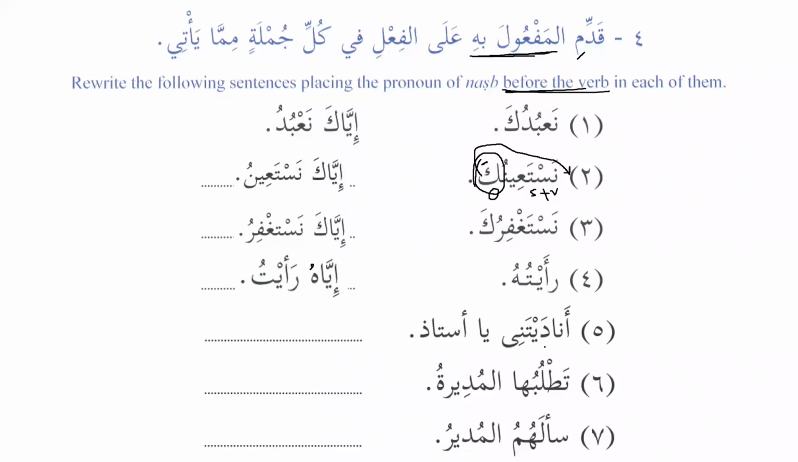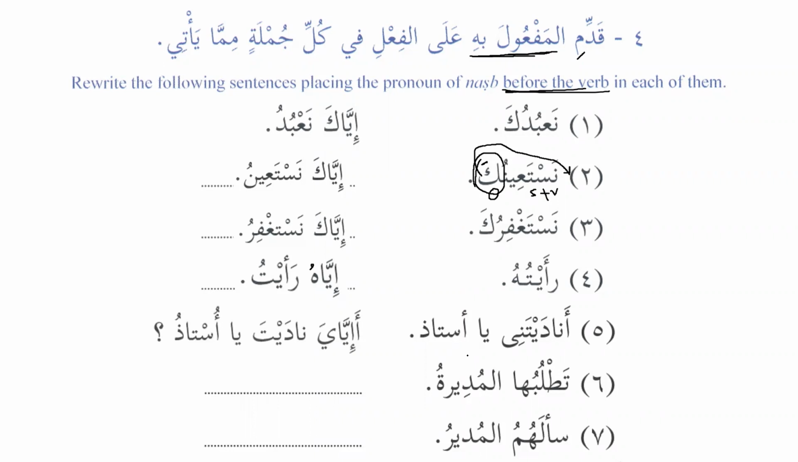Then we have anadaitani ya ustadu. Nada yunadi munadiyatan is to call. Did you call me, O teacher? And now you want to say, did you call me only, or did you only call me? So how will we say? Iyaya nadaita ya ustadu. Now you're saying, teacher, did you only call me?